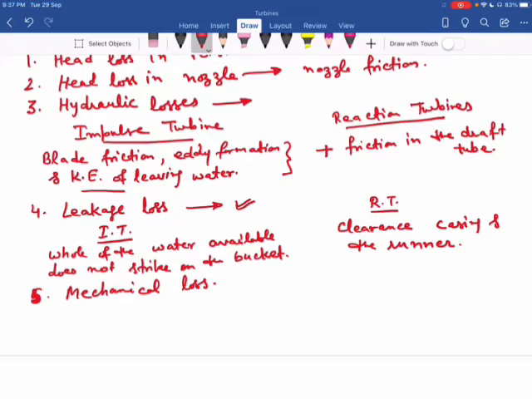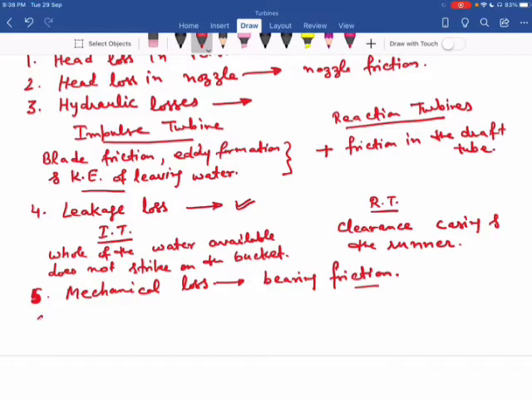Okay, so the power produced by the runner is not available as the useful work of the shaft. This is because some power may be lost in the bearing friction as mechanical loss. So whatever the power produced by the runner, that total power we cannot convert into useful shaft work. There is some loss of that produced power in the form of bearing friction. So this bearing friction contributes to the mechanical loss.